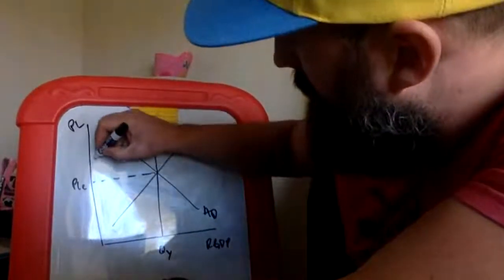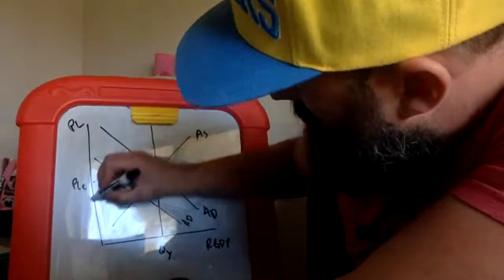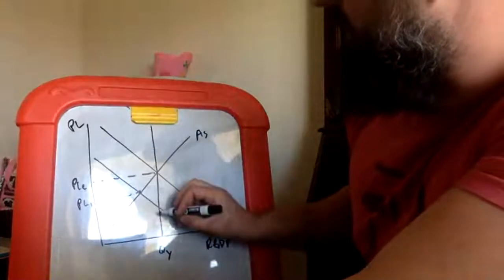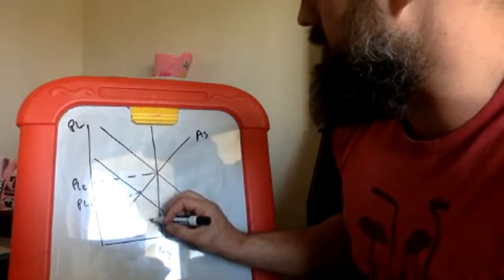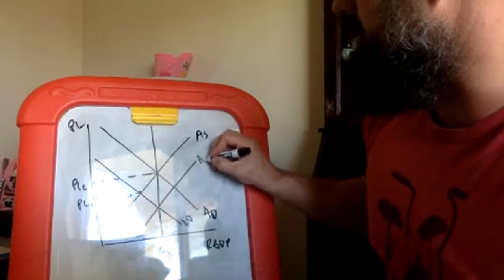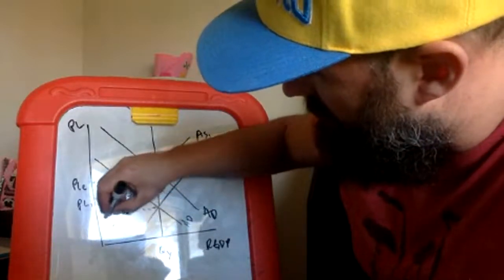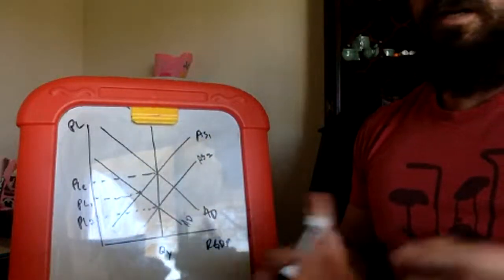Well, what's going to first happen is our AD curve is going to shift to the left, to price level one. And then wages and resource prices will adjust. And since wages and resource prices will adjust, our aggregate supply curve is then going to increase, shifting to the right. And so that would further bring down price levels. Okay. Hopefully that's making sense to you guys. Again, price levels would decrease, but our output is going to stay the same.